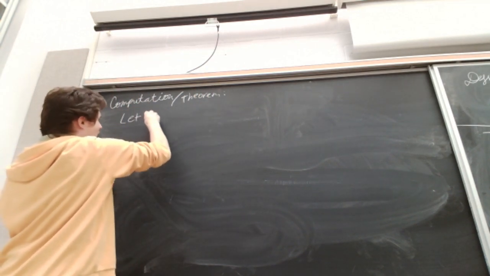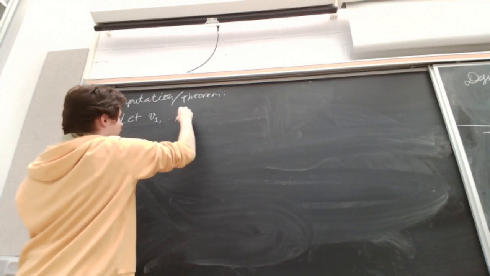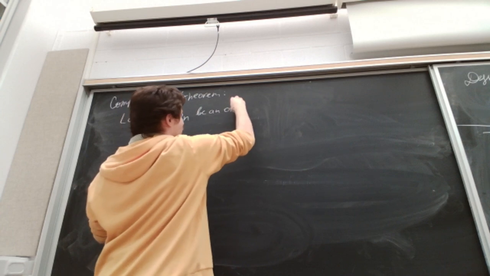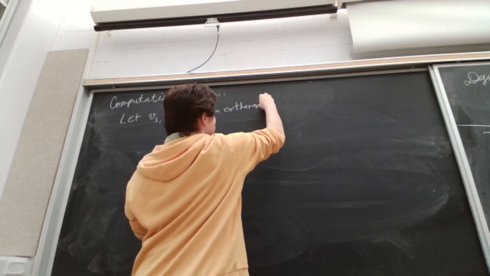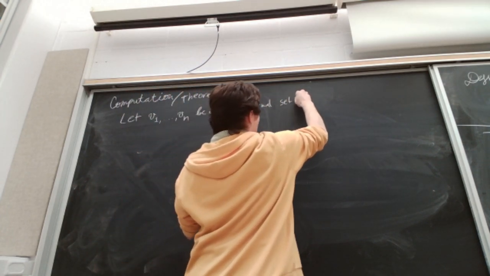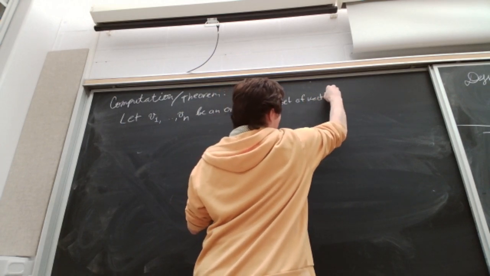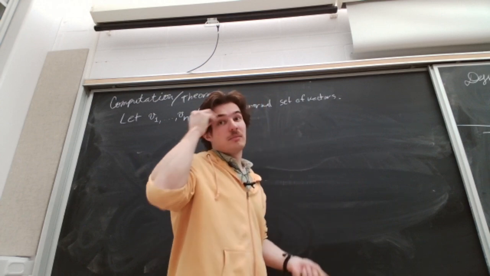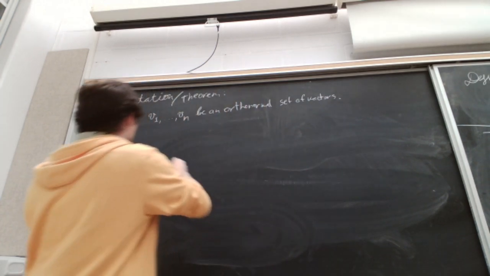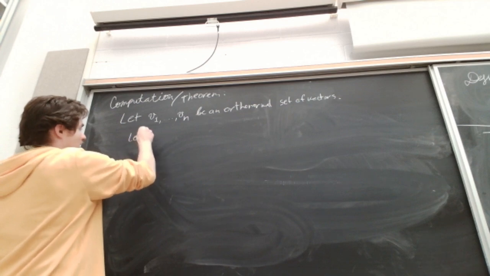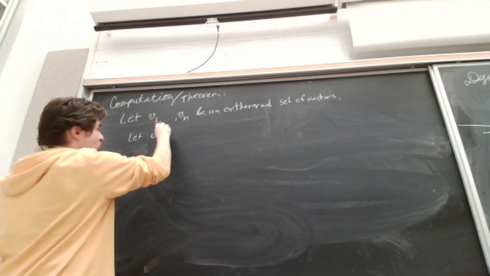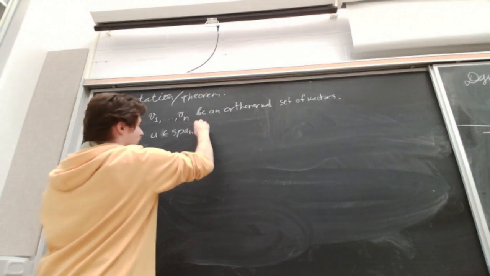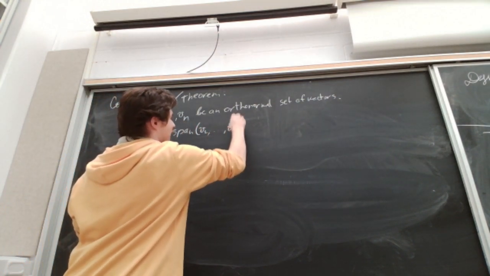Let v1 to vn be an orthonormal set of vectors. The difference between an orthonormal set of vectors and an orthonormal basis is that a basis has to span; an orthonormal set doesn't have to span, but otherwise they're all pairwise orthogonal. So let u be in the span of v1 up to vn.